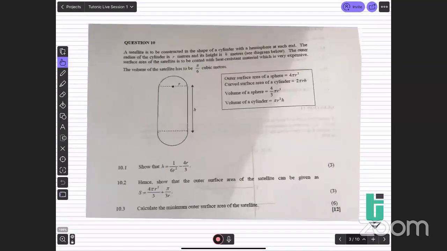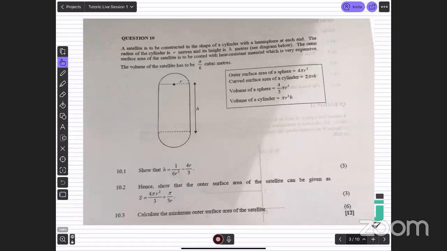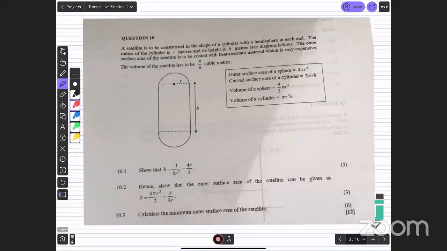So it says a satellite is to be constructed in the shape of a cylinder with a hemisphere at each end. The radius of the cylinder is r and the height is h. See the diagram. The outer surface area is to be coated with a heat resistant material, which is very expensive. The volume is that. Okay.